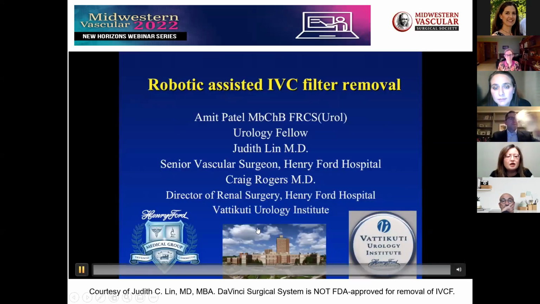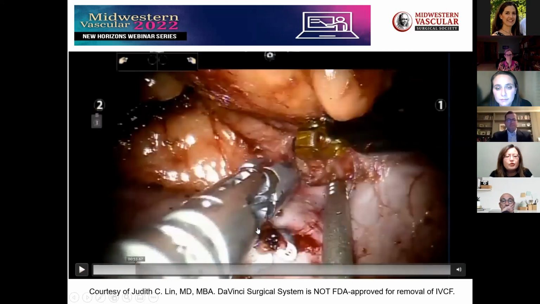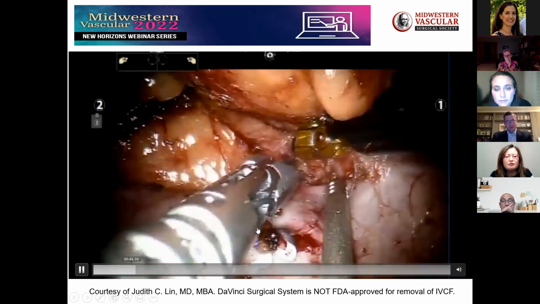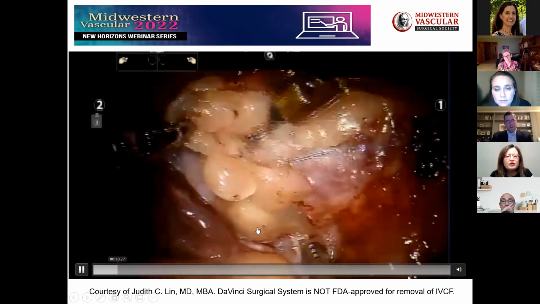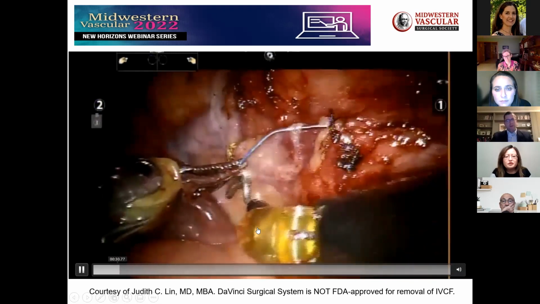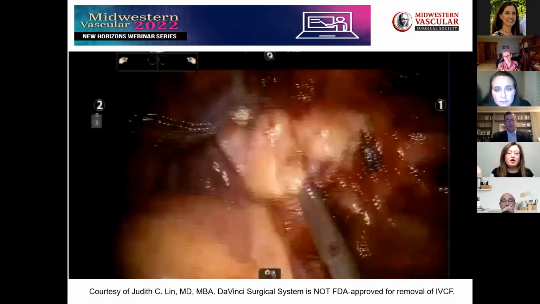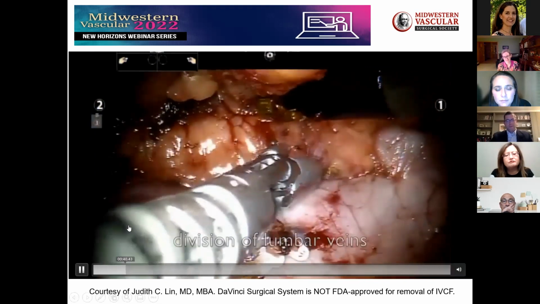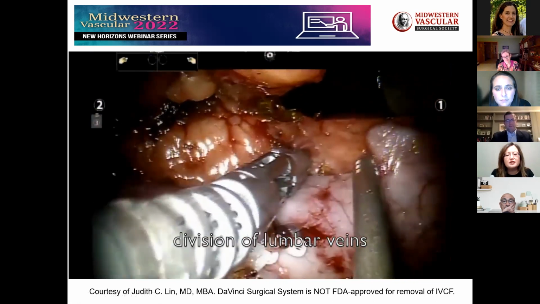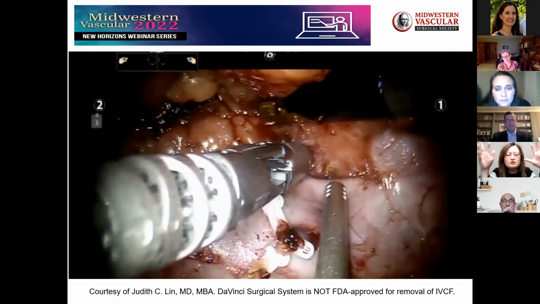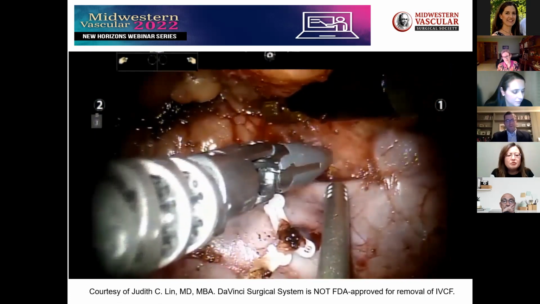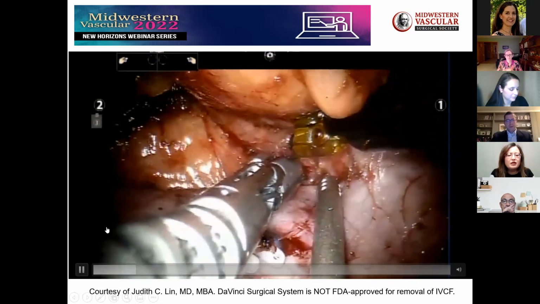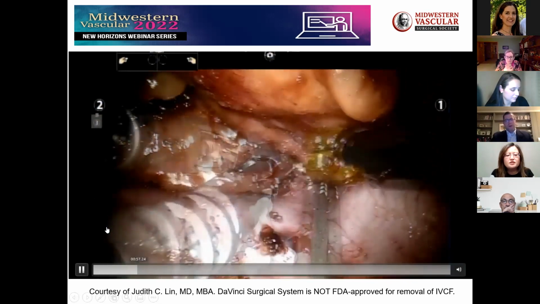So essentially, I'm going to run this quickly. We were taking this out and right there is where one of the struts was. It's almost like a fishing expedition, but miraculously we found it pretty quick. Then we divided the gonadal vein. Even though it's done robotically, it's the same concept as open. You have to go and get all these little side branches, lumbar branches, which is very difficult, but the visualization is great. And a lot of the time the filter struts are sticking out.